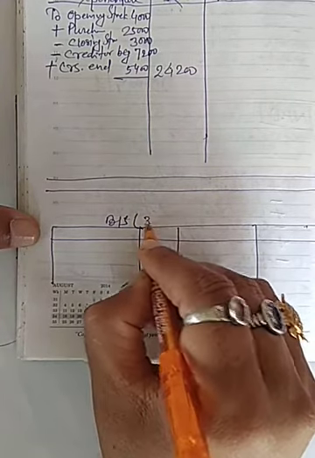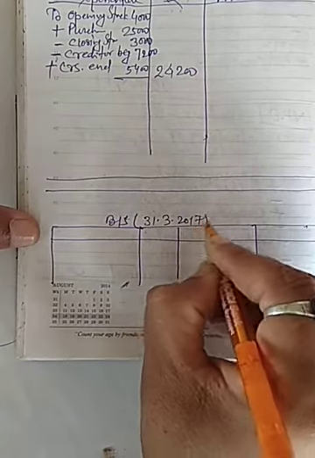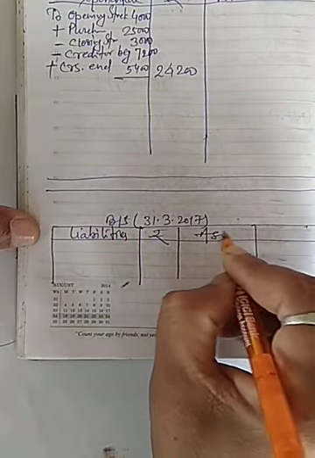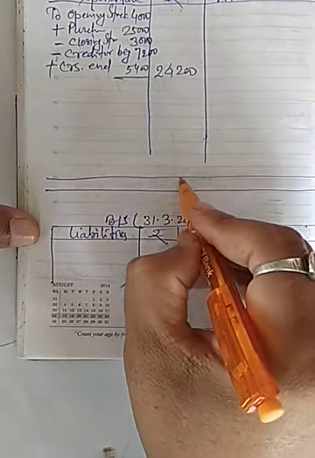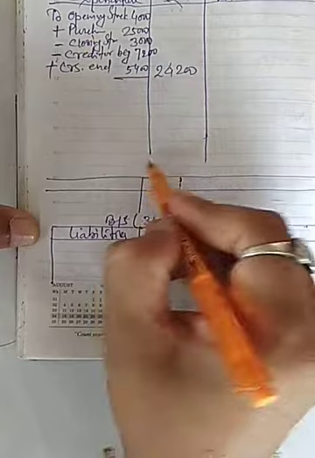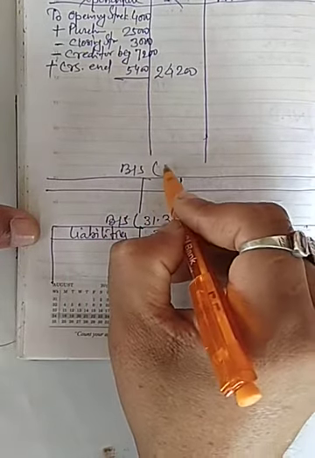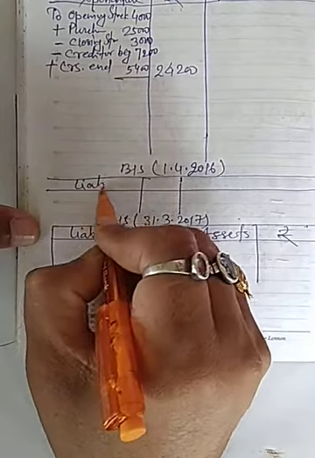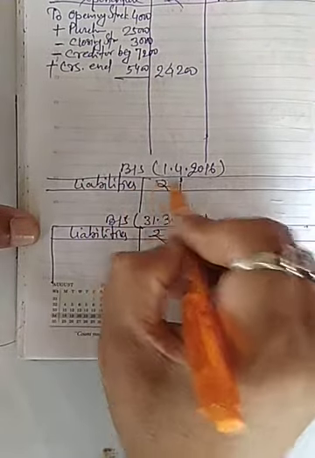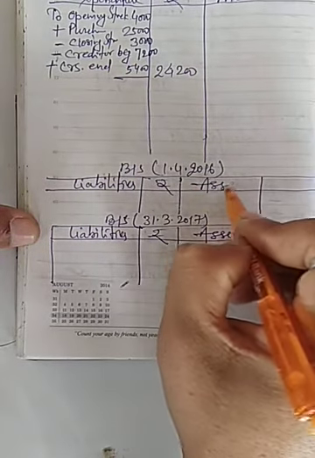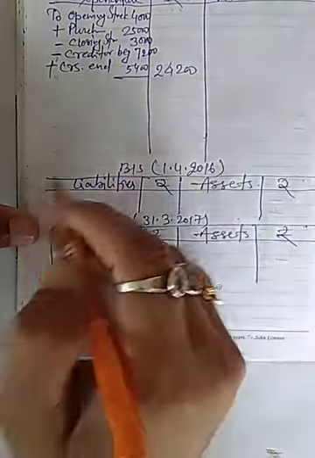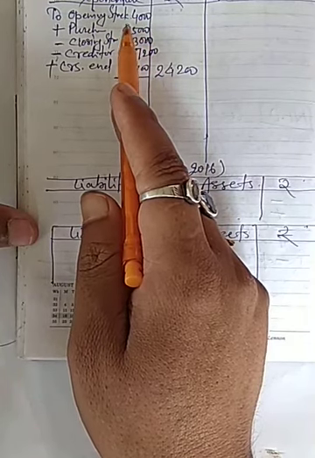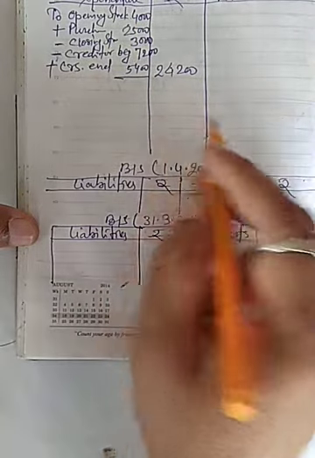Closing balance sheet, it means 31st March 2017. Liability side, rupees. Asset side, rupees. And this is the opening balance sheet, balance sheet as on 1st April 2016. This is the liability side, rupees. Asset side, rupees. Now the opening stock will be shown on the asset side of the opening balance sheet.